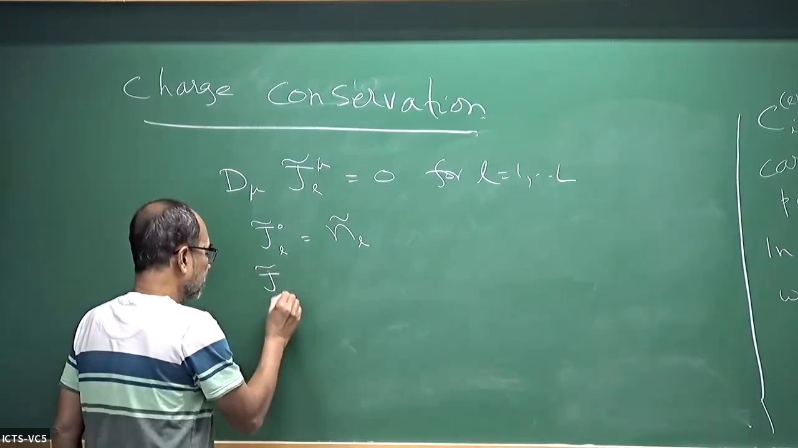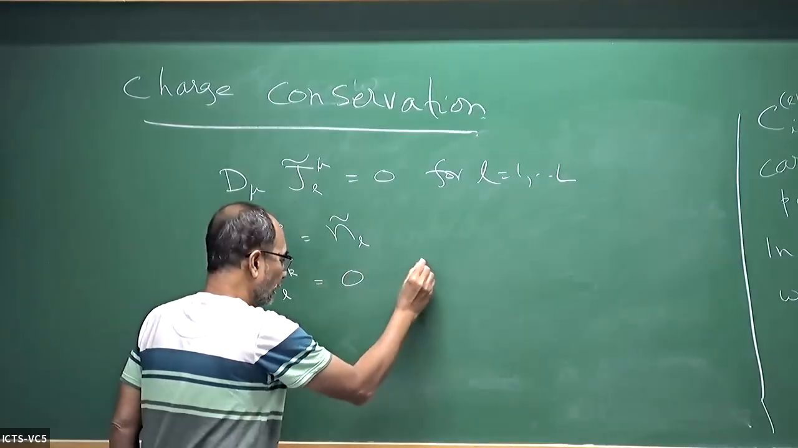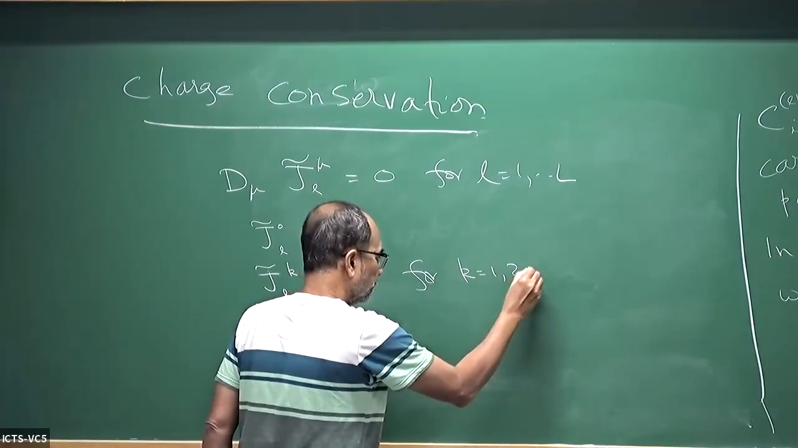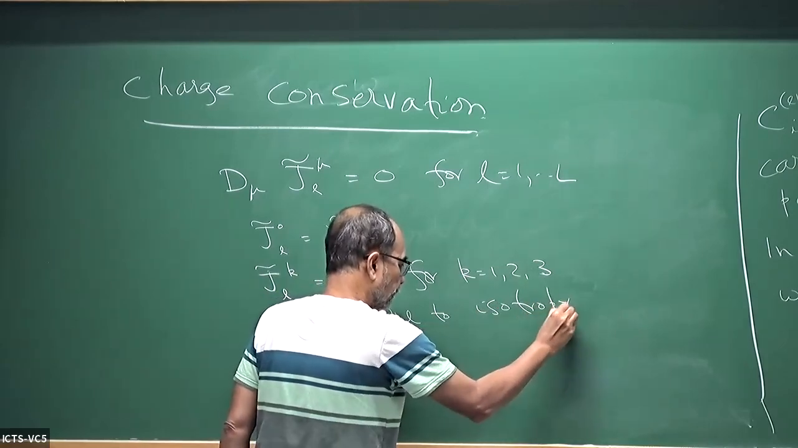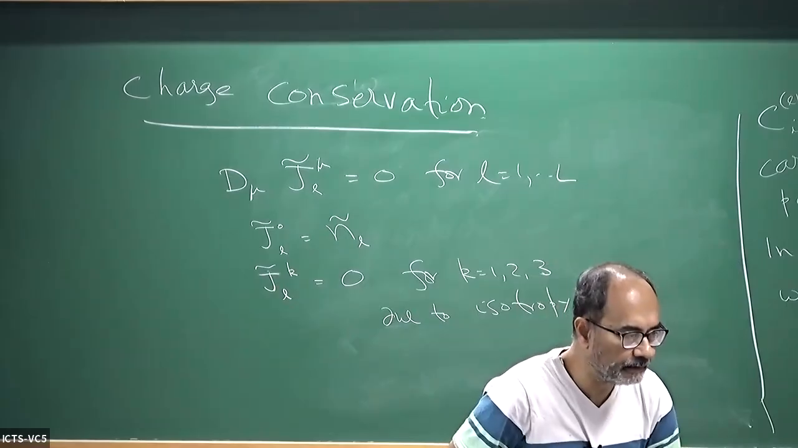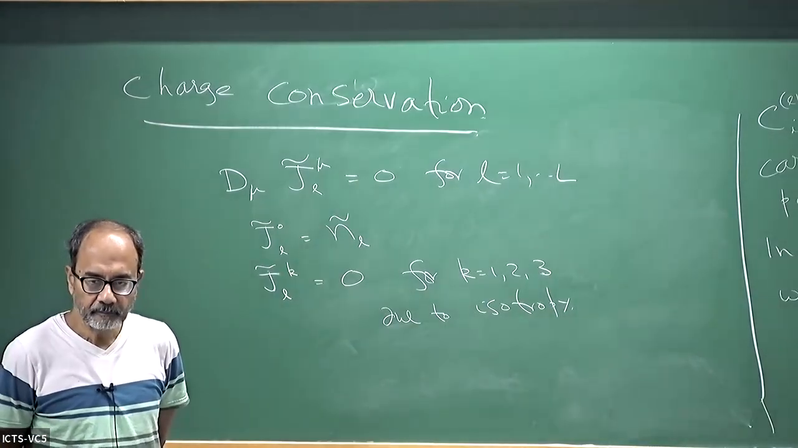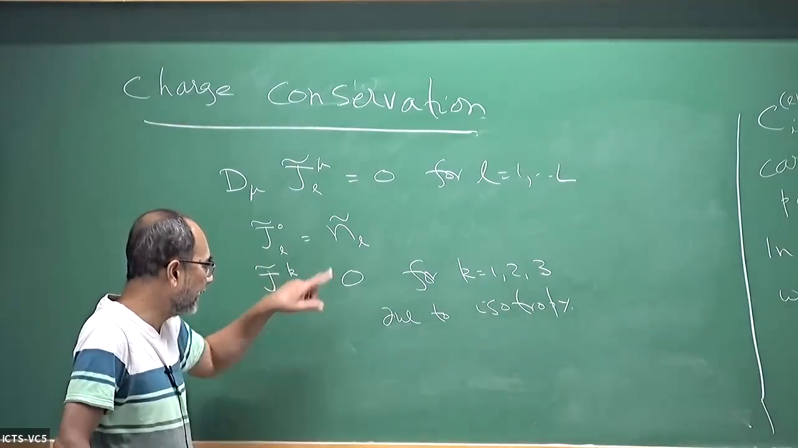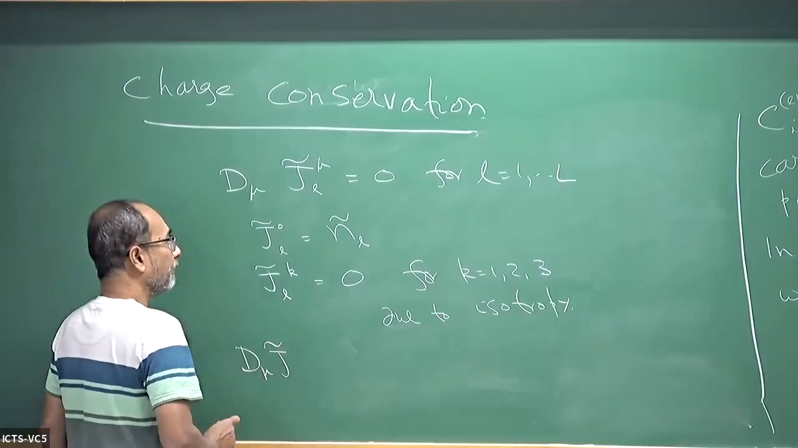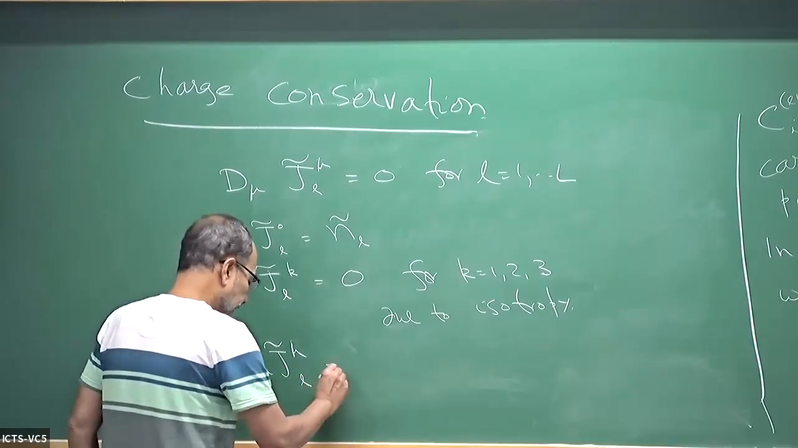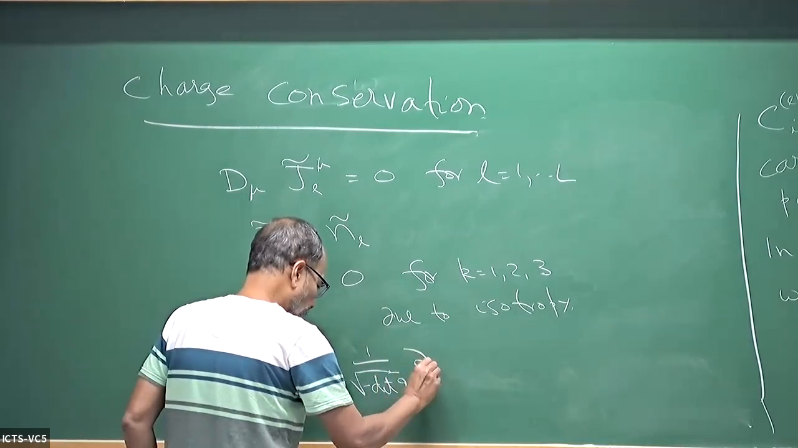J tilde L K for K equal to 1 to 3, this you can take to be 0, and that's due to isotropy. In an isotropic universe, there is no spatial direction in which the vector can point. So on the average, you can just take this to be 0. This will then give some condition on N tilde L, so let's see what condition it gives. If you remember, there is an exercise in GR that this can be written as 1 over square root of minus determinant G, ordinary derivative.